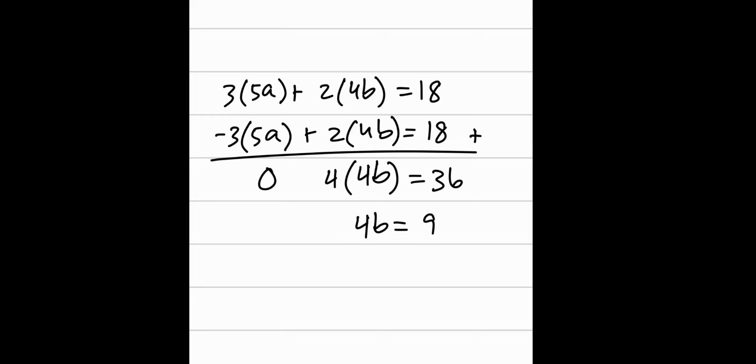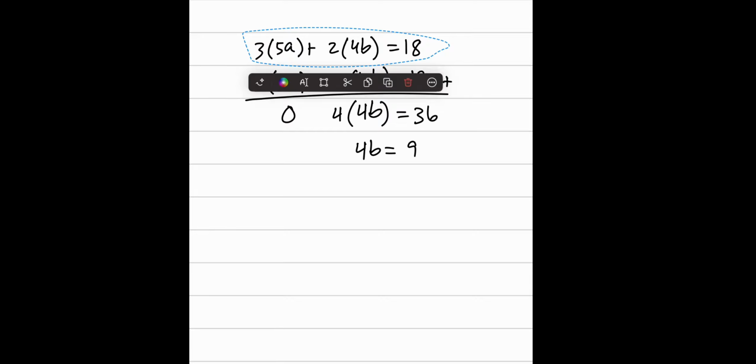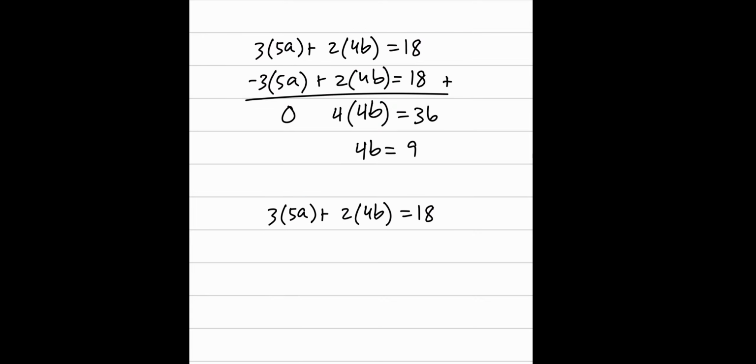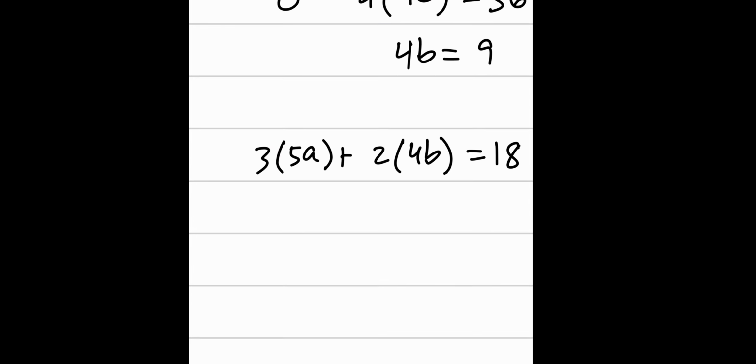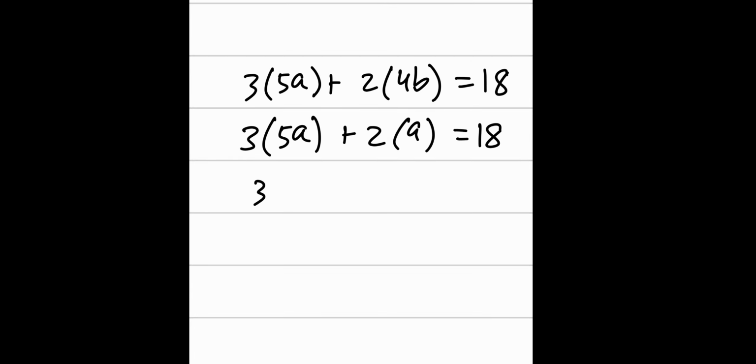The reason why I'm not solving for b is because in both equations, they just have 4b, right? And we're wanting to find 5a plus 4b, so I think it's better to just leave them as 4b and 5a. Now that I know that 4b is equal to 9, again, I'm not going to solve it completely for b. I'll take this equation here, and I'll plug in 9 instead of 4b. So I get 3 times 5a plus 2 times 9 is equal to 18. Now I get 3 times 5a plus 18 equals 18.